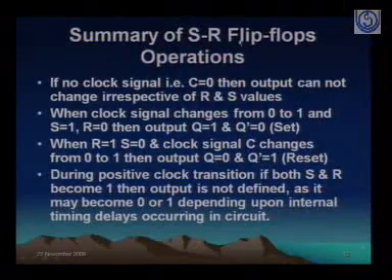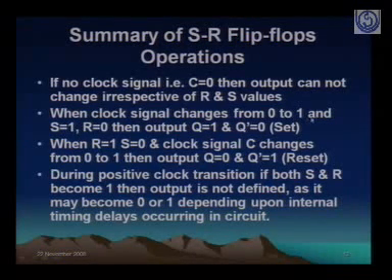In discrete computers, we always want to know what the next state is going to be and what the present state is. And that is the basis of designing circuits also, right? So let's try to summarize the SR flip-flop operations. If there is no clock pulse, that is C equals 0, then the output cannot change irrespective of R and S values. When the clock pulse changes from 0 to 1 and S equals 1 and R equals 0, then the output becomes Q equals 1 and Q dash equals 0. That is the set state. When R equals 1 and S equals 0, the reset input has been set, and the clock signal C changes from 0 to 1, then we get a reset state, which means Q is 0 and Q dash is 1.